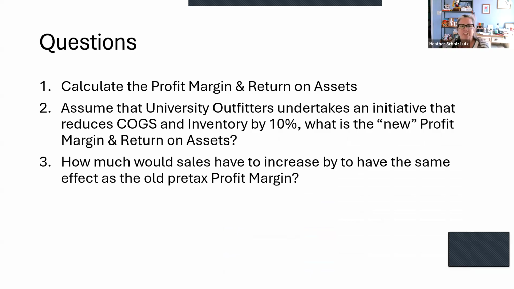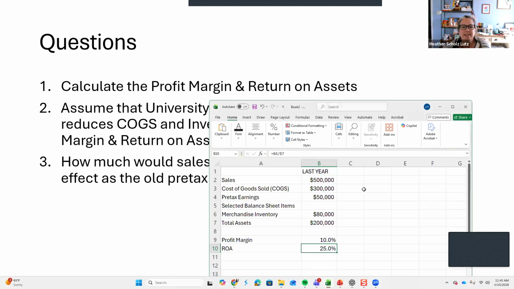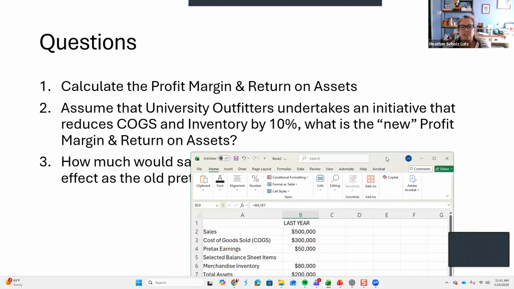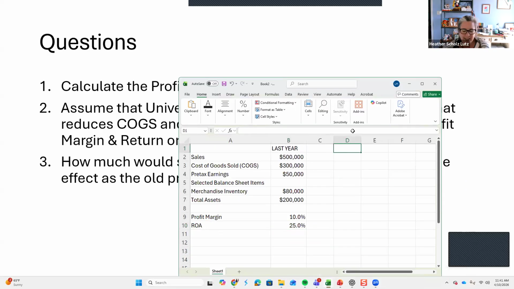Okay, so next we're going to assume that University Outfitters undertakes an initiative that reduces cost of goods sold and inventory by 10%. We're going to see what the new profit margin and return on assets would be. Think of this as you sent out the people from purchasing. They did a great job and were able to negotiate overall 10% cost reductions. So I'm going to do it as a 10% reduction.